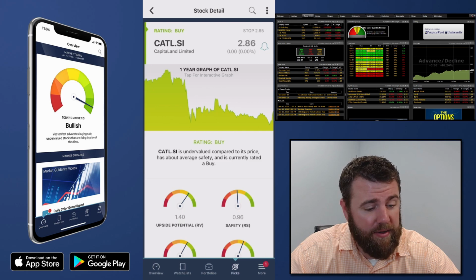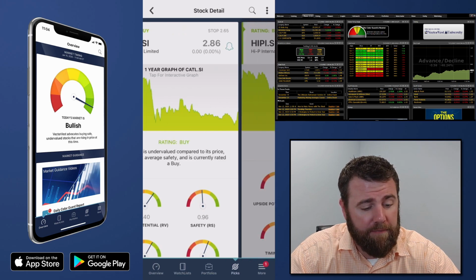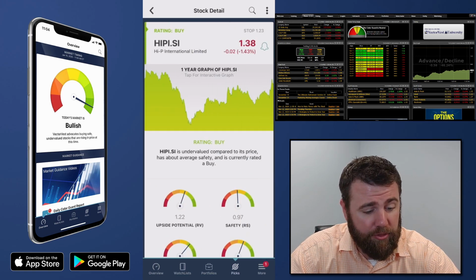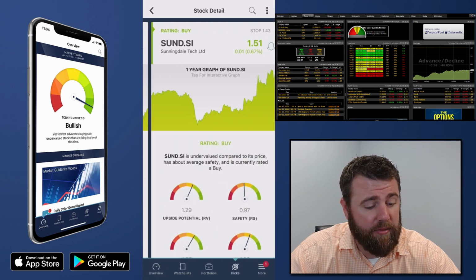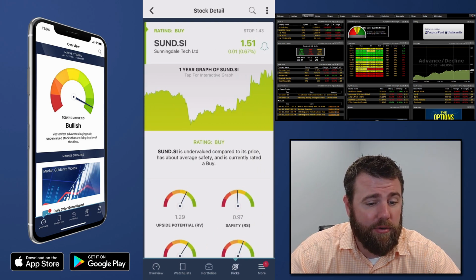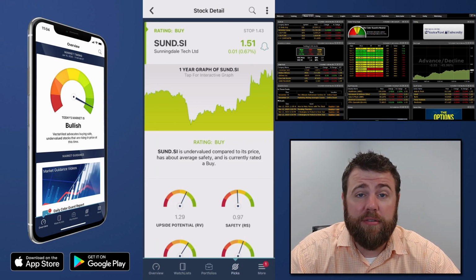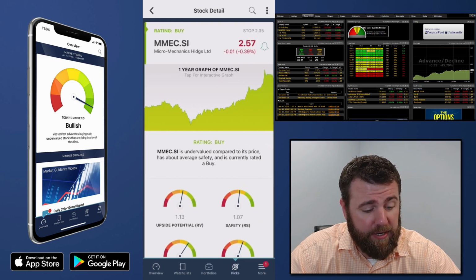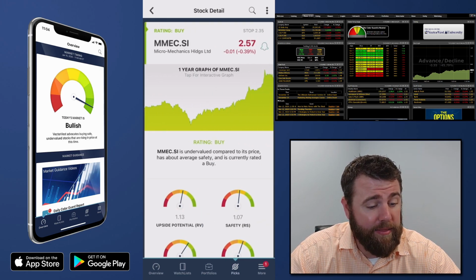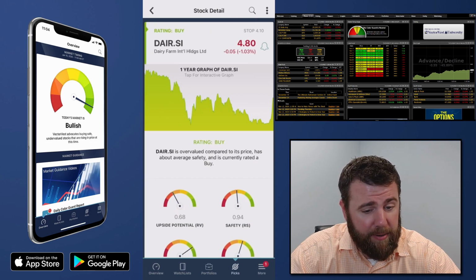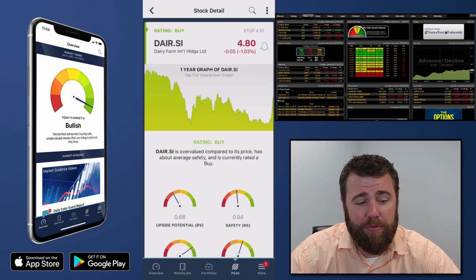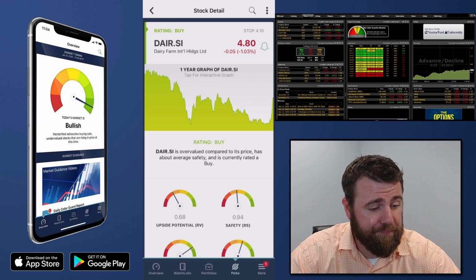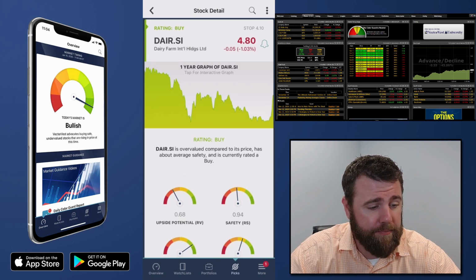CATL, the safety is a little less than desirable if you're looking for a high safety stock. Same with this one. So we're noticing the safeties on some of these stocks are a little less than what we've noticed with other stocks across the globe. Just something to keep an eye on, especially if you're trading in the Singapore market. Keep an eye on safety, especially if you want a little bit more consistency with your stocks. Definitely something to look at, though.